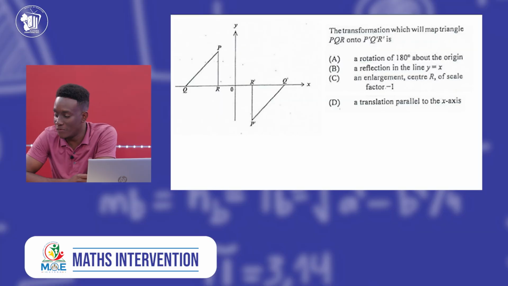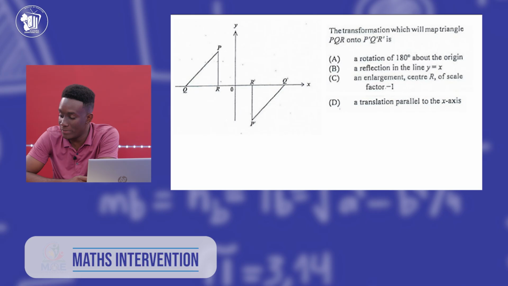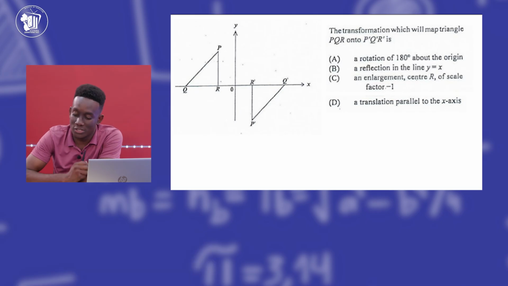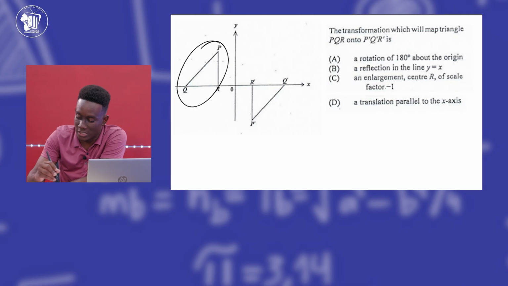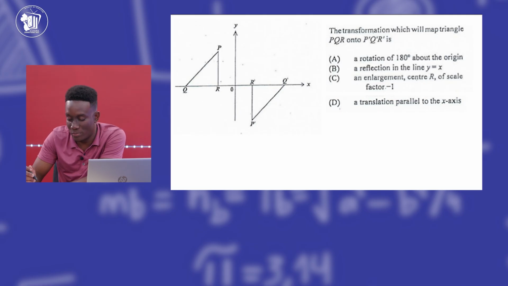In this video I will be tackling some transformation geometry multiple choice type questions. So let's get straight into the first one. This question says, the transformation which will map triangle PQR onto P prime Q prime R prime is, so we're talking about this here being mapped onto this. We want to know which transformation will map this onto this.